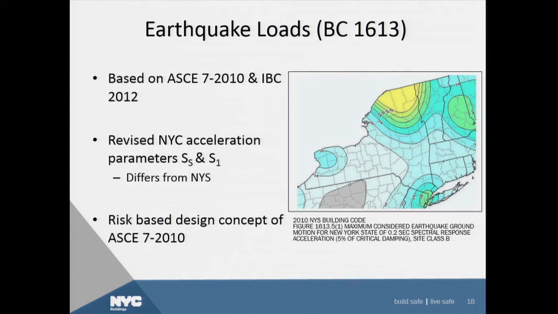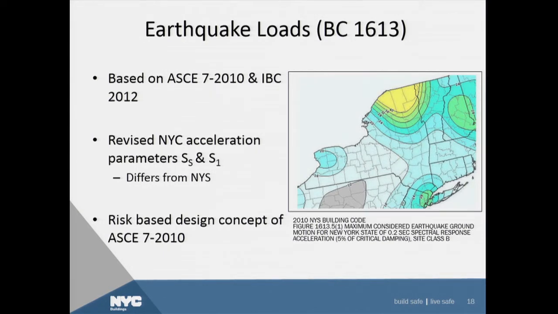New York State adopted their most recent code before ASCE 7-10 was completed, is my understanding, and they adopted a map that's different than what's in ASCE 7-10. It's similar, it's the basis for what's in ASCE 7-10, but it is different. So our design values in the New York City Code, the upcoming New York City Code, will be different. So you have to check section 1613 for the appropriate values here.